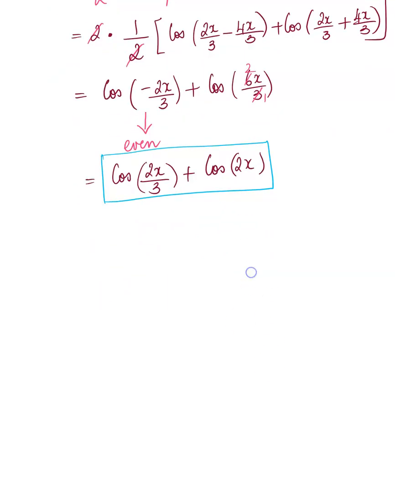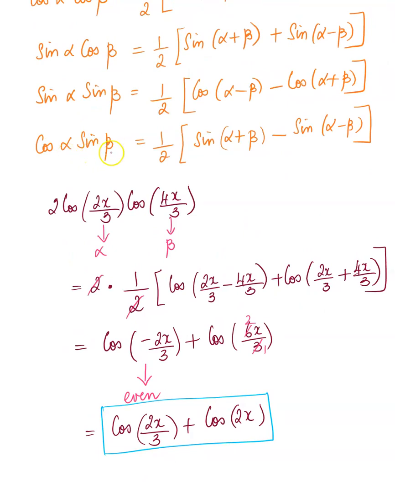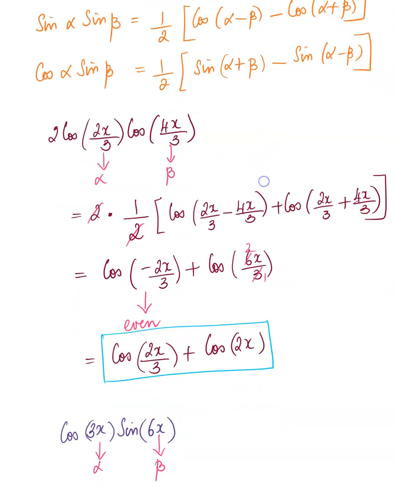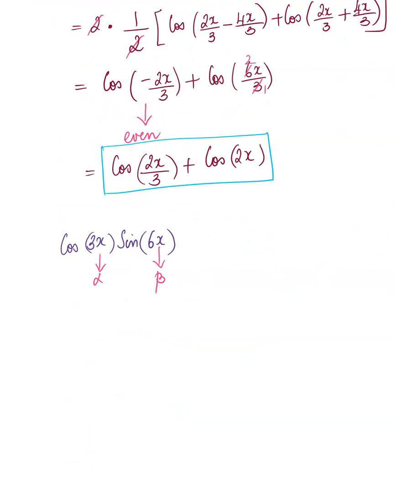Okay, we'll look at another example. Cosine 3x sine 6x. Okay. Clearly, this will be your alpha and this will be your beta. So cosine alpha sine beta, let's go to that. Cosine alpha sine beta is the last one, the last rule. And so we write that as half times sine alpha plus beta minus sine alpha minus beta.